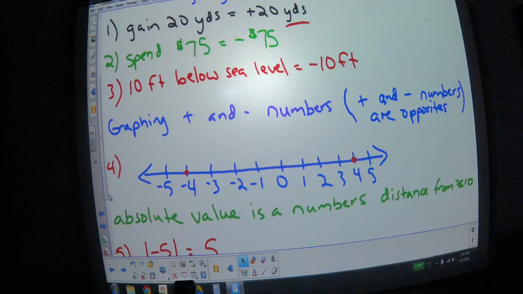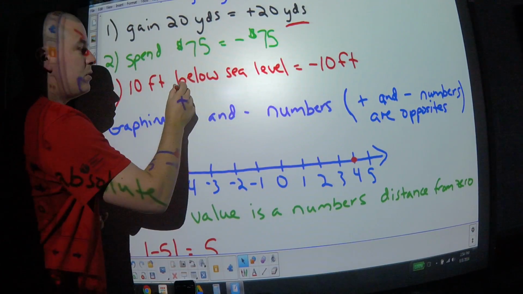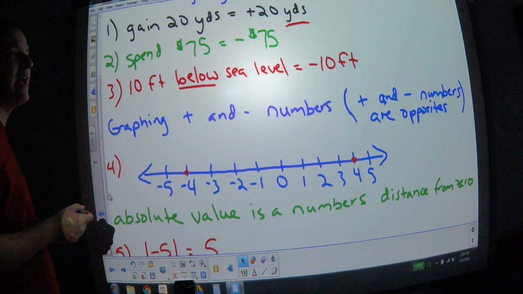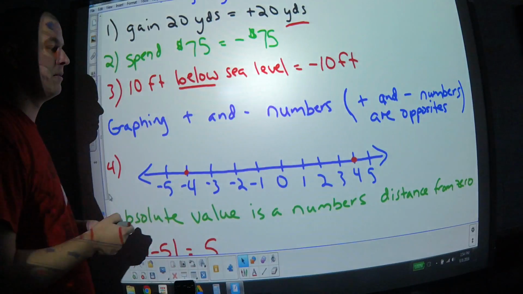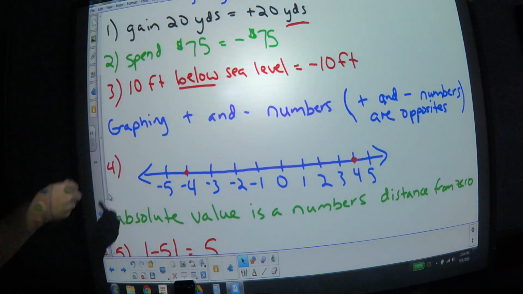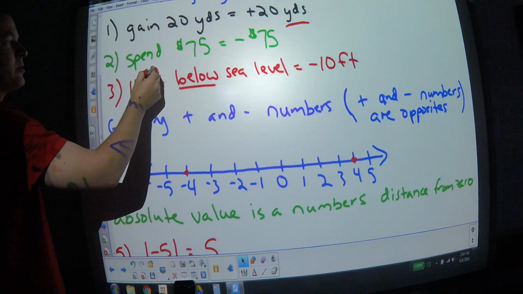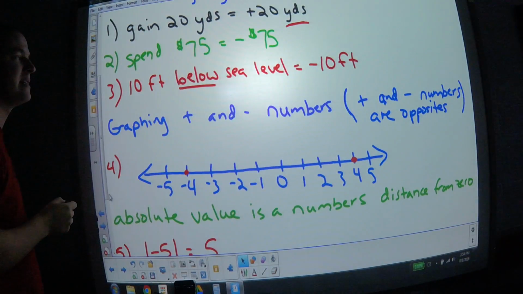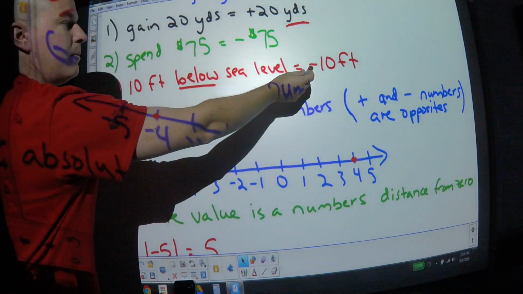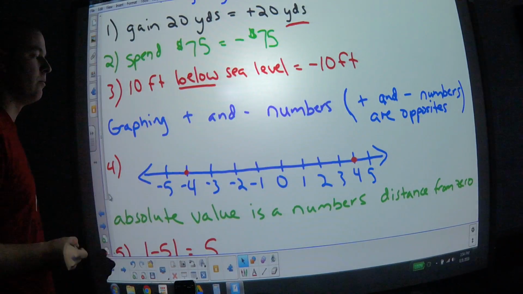Number 3, 10 feet below sea level. How would I write that? Well, you look at below, that means that it's negative, so therefore minus 10 feet. Okay? So spend was the reference on number 2 to show that it was negative. Gain was the reference to show that it was positive. And then on number 3, negative because of the word below.